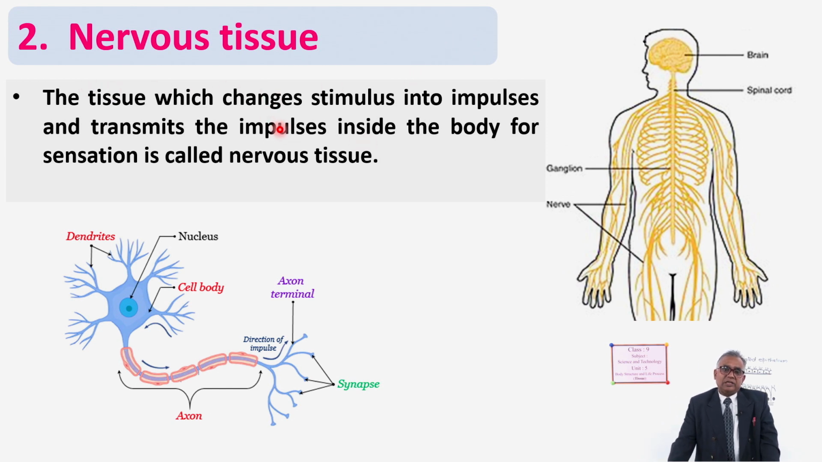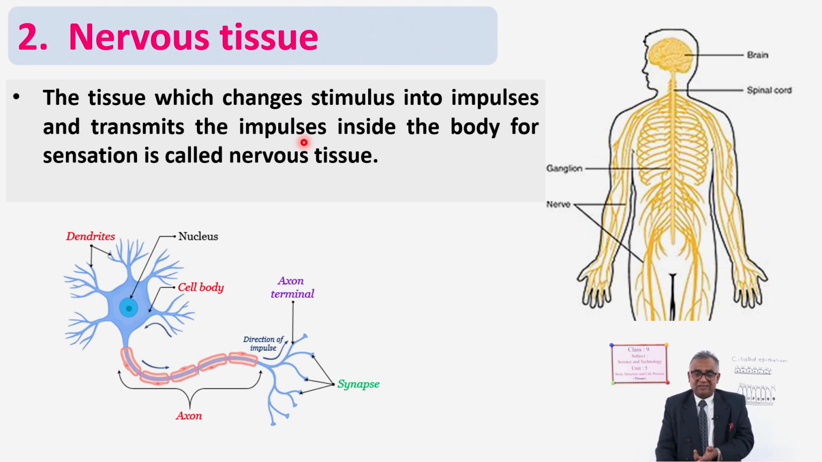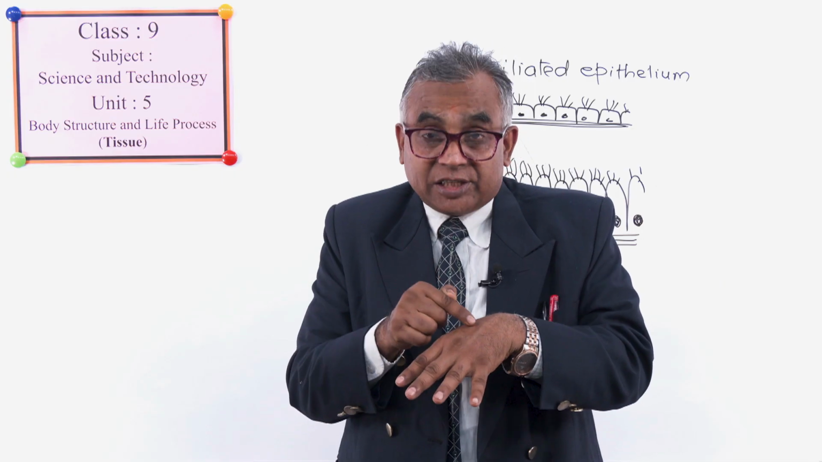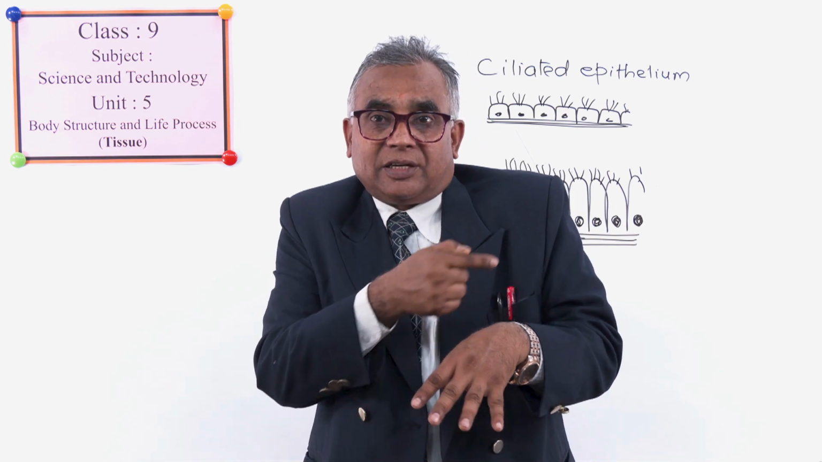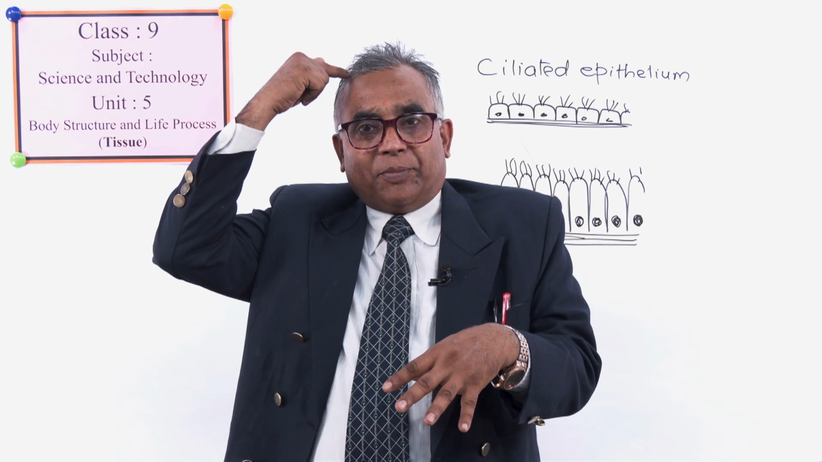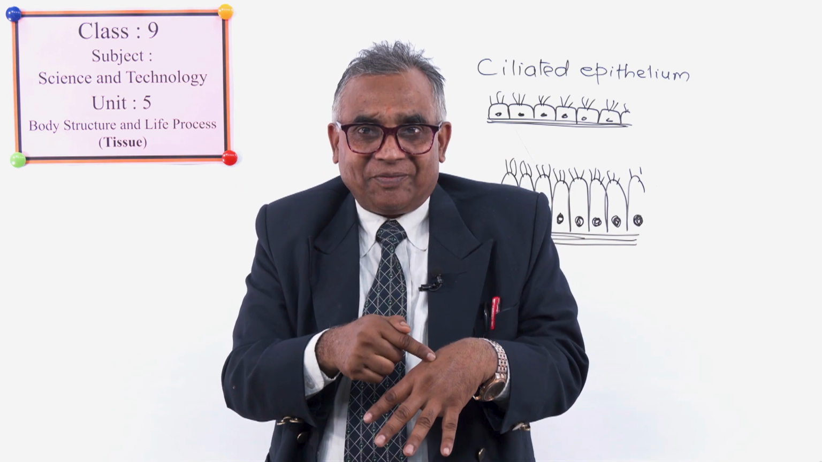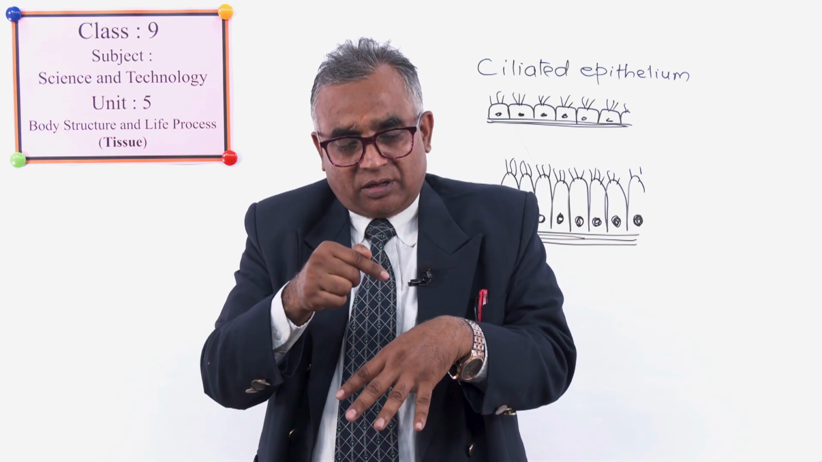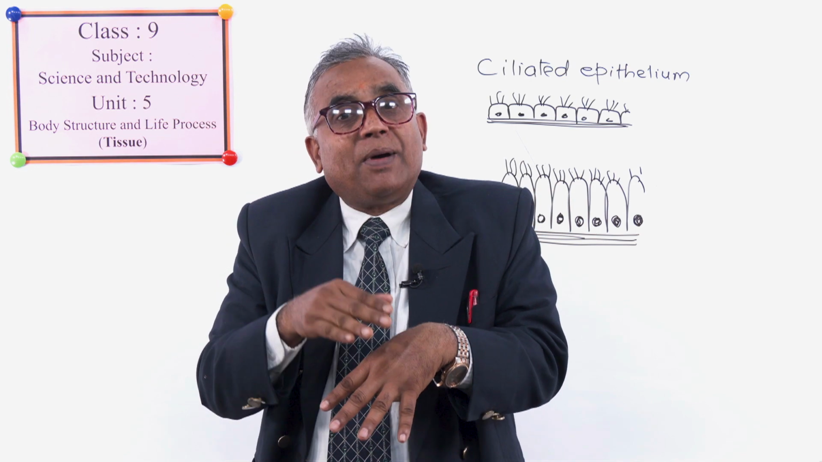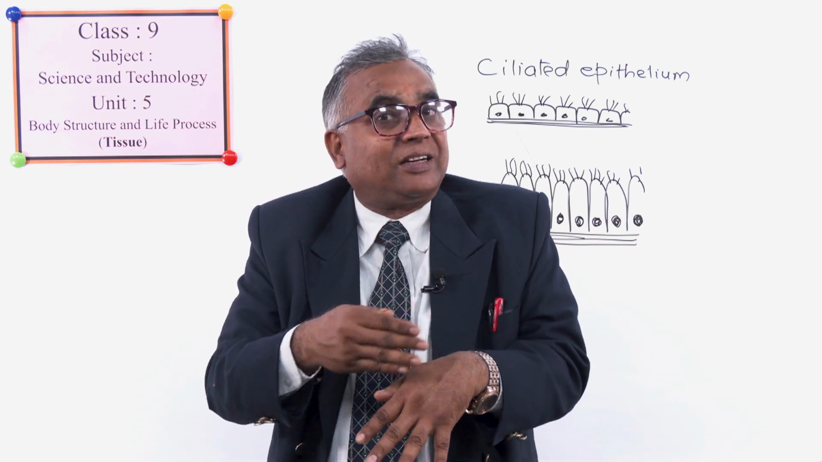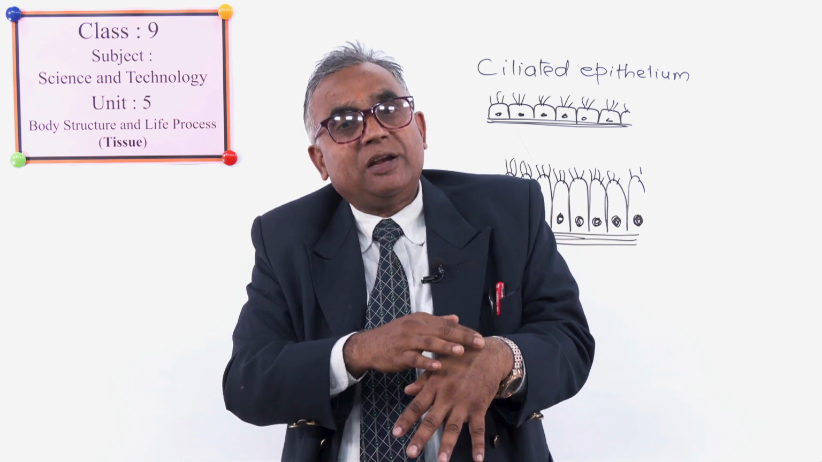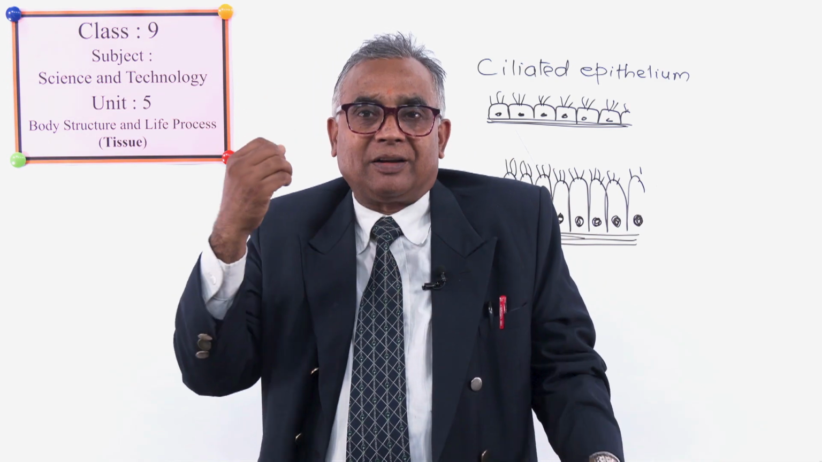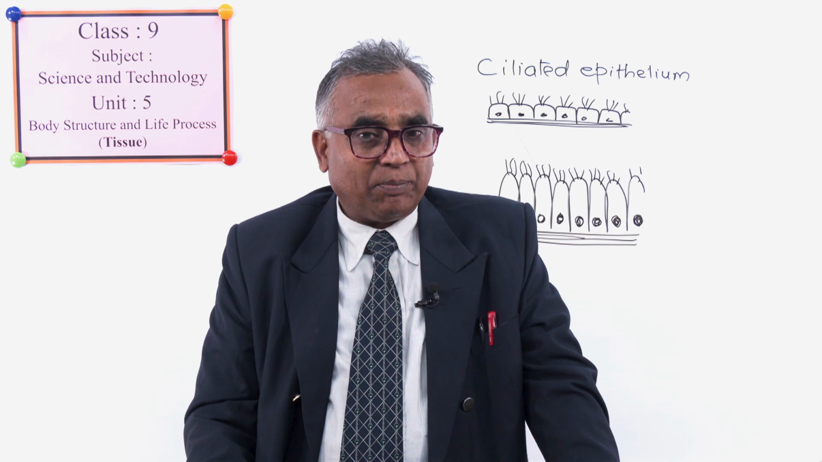So, here the stimulus is changed into impulses. Another term you have got: impulse. An impulse is an electrical signal. If anybody touches here, that touch is the stimulus. This touch, that finger, does not reach the brain, its message reaches. So, this touch, this stimulus, is changed by some cells of our body into electrical signals, and immediately they transfer to the related part, that may be the spinal cord and brain.